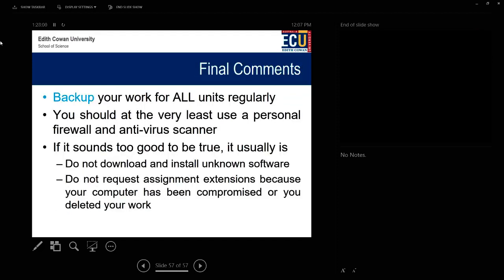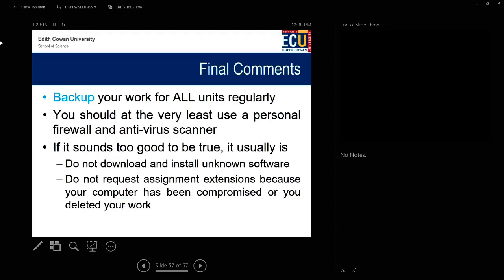My final comment: back up your work for all units regularly, especially for this unit. Please don't come with an excuse that I cannot submit my assignment because my data was lost. It is your responsibility to ensure backup of your work.